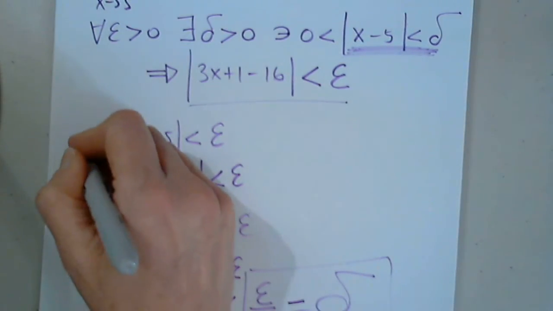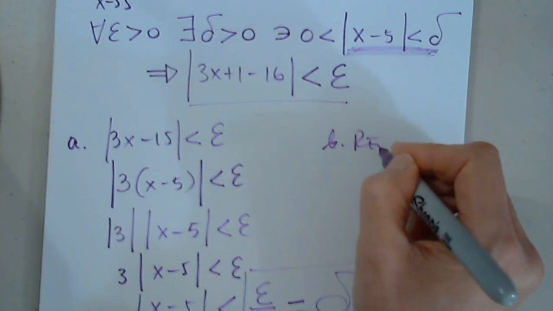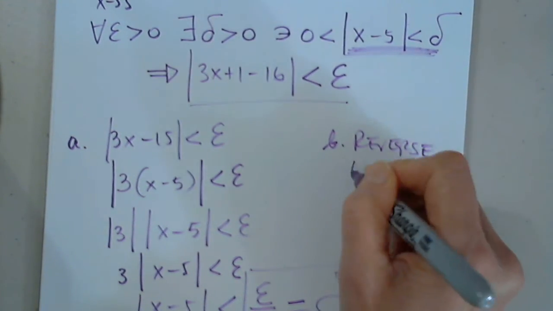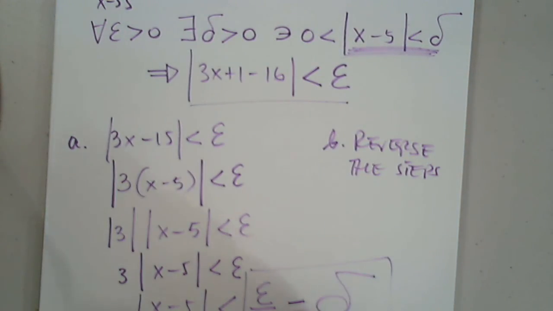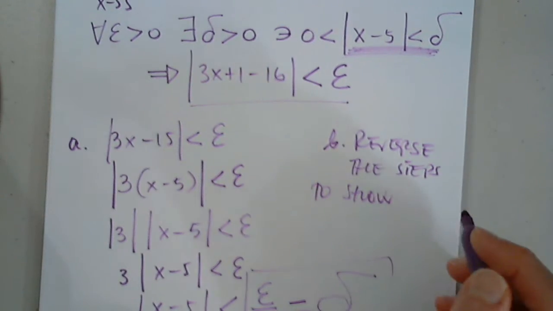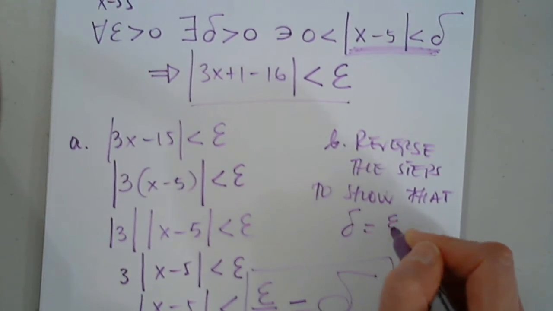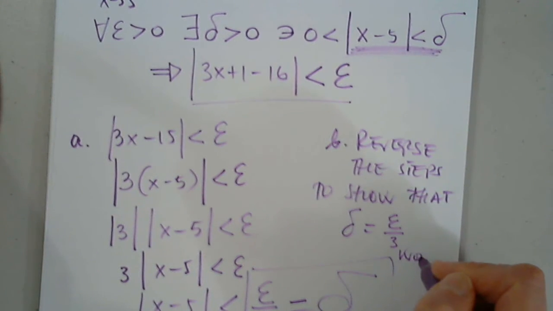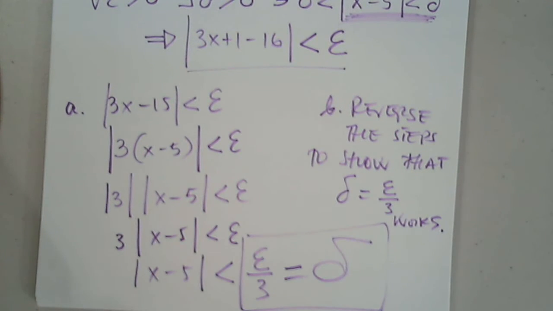So this will be part A, and in part B you're just going to write one sentence: reverse the steps to show that delta equals epsilon over 3 works. You don't have to actually do it.